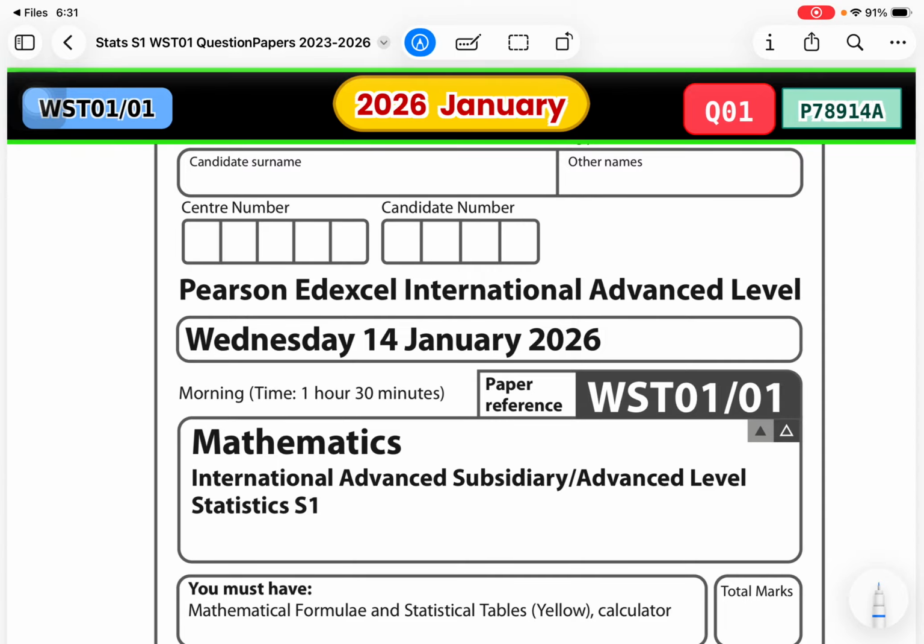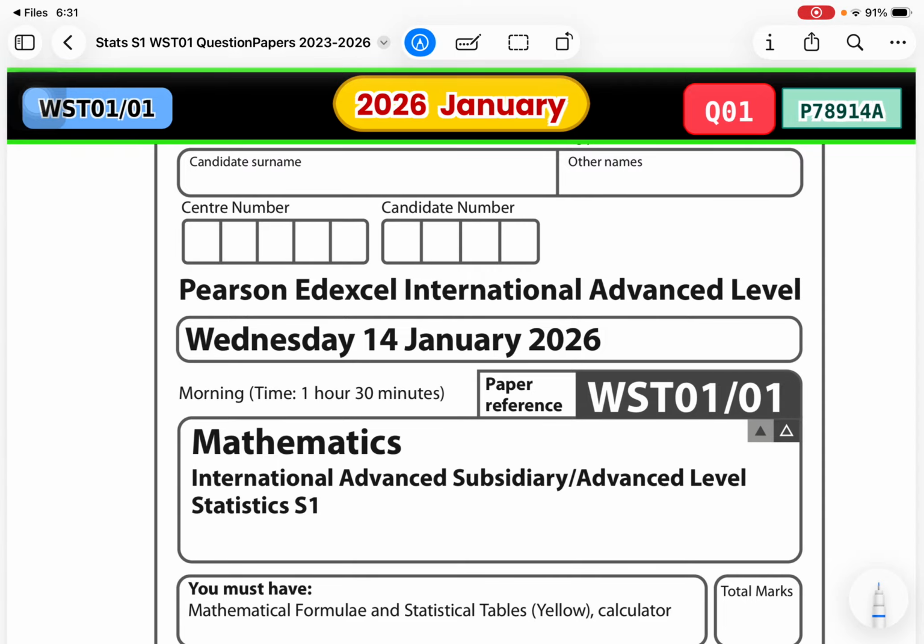So let's start with the 2026 January Statistics 1 paper. If we take the first question, they're asking us about an ordered list. We can see the number of students is going to be 31, and they're asking us for the median and the interquartile range.